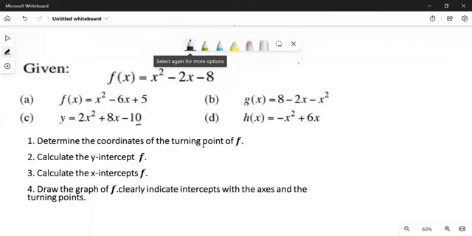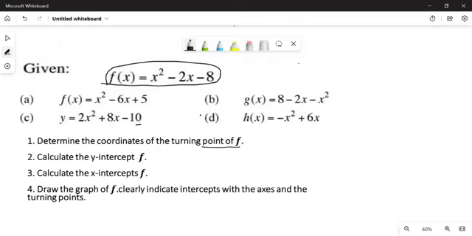We want to determine the coordinates of the turning point. So if we are given the following equation and they say determine the coordinates of the turning point, the first thing to do is to try to make this look like the turning point form, which is y is equal to a(x + p) all squared plus q. That's what we want to do, so that we know what p and q are, the coordinates of the turning point.